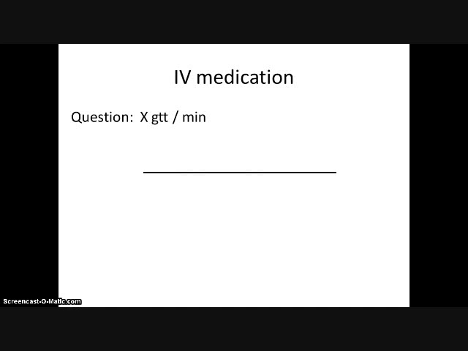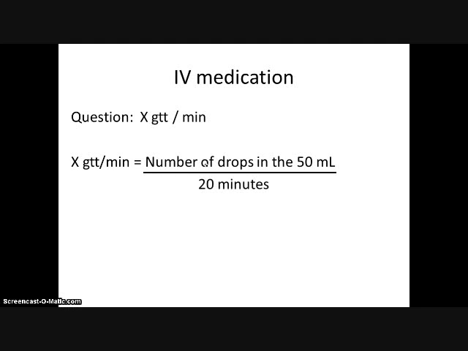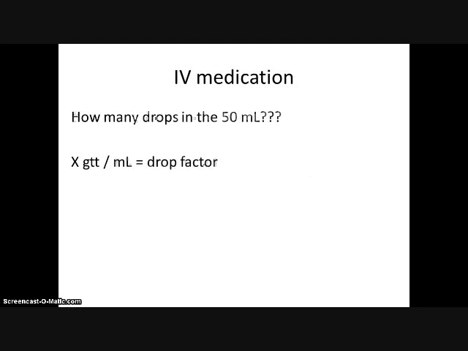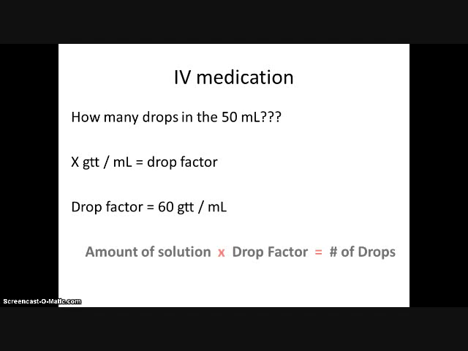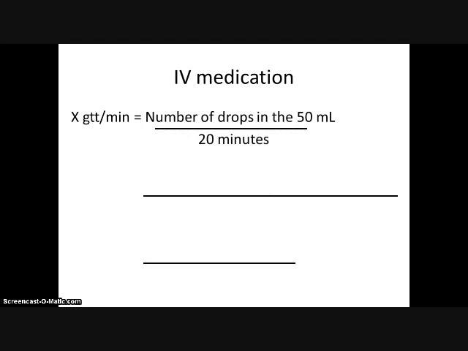Back to our question. We can see how many drops are in a minute by dividing the total number of drops by 20 minutes. Well, let's figure out how many drops we have in that 50 milliliters. We know that the drop factor is 60 drops per milliliter, so the total amount of solution times the drop factor will give us the total number of drops. Put it together, and our number of drops is the same as the amount of solution times the drop factor over 20.